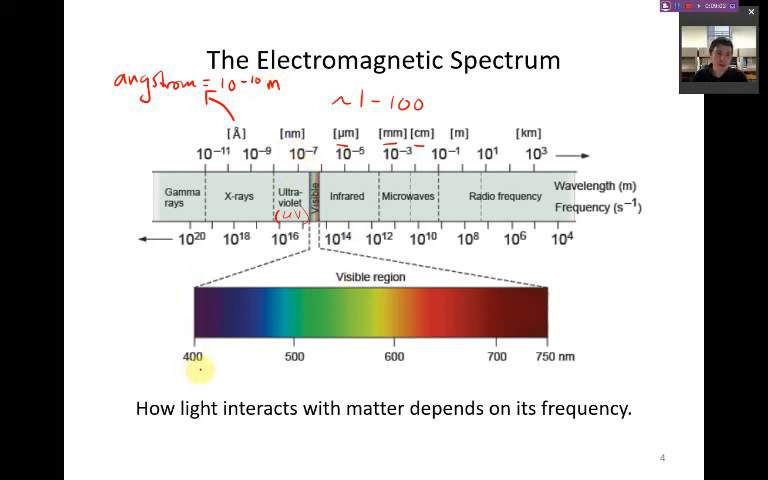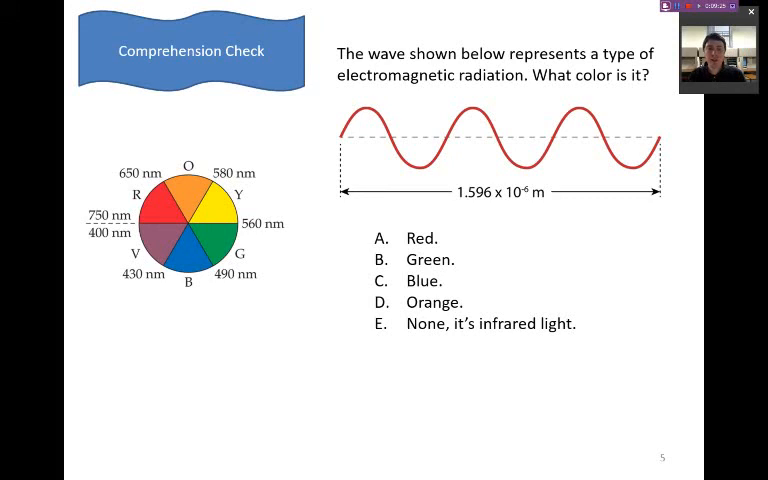It's important to recognize that the visible region is here between about 400 and 750 nanometers. And what we're going to see, especially in the next section, is that how light interacts with matter is going to depend upon its frequency, about how much energy it has. Okay? So let's now do a practice problem here, just to see if you can identify the type of light that we have. So pause the video and try this to see if you can get this on your own, and come back and I will walk you through a solution.